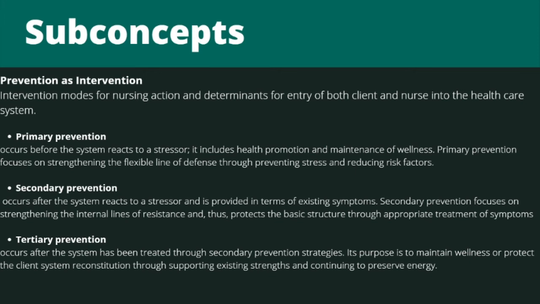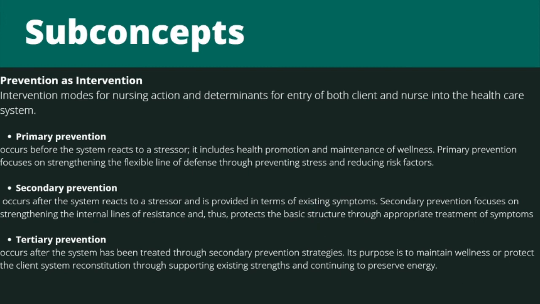So let us proceed to the tertiary prevention. It occurs after the system has been treated through secondary prevention strategies. Its purpose is to maintain wellness or protect the client system reconstitution through supporting strengths and continuing to preserve energy. Tertiary prevention may begin at any point after system stability has begun and reconstitution has begun. Tertiary prevention tends to lead back to primary prevention, as Neuman said in 1995.